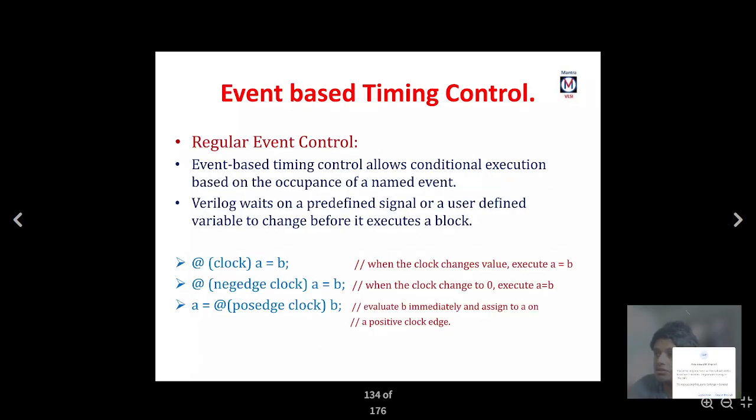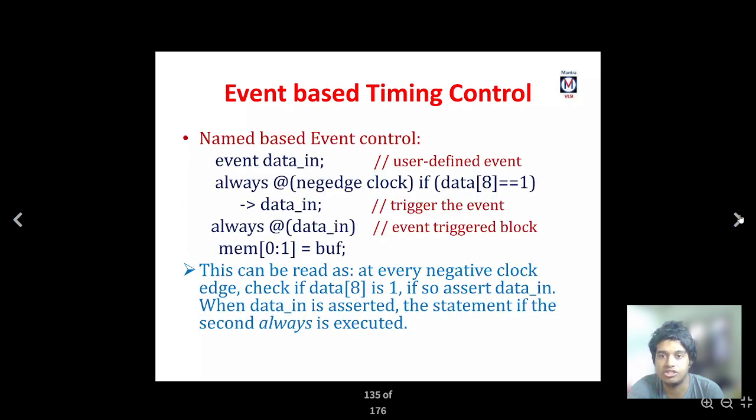Event based timing control. Event-based timing control allows conditional statements based on occurrence of a named event. Verilog waits for a predefined signal or user-defined variable to change to execute the block. This is as when the clock changes, execute A equal to B. When the clock changes to 0, A equal to B is executed. A is equal to B at clock will execute immediately when assigned on any positive clock edge.